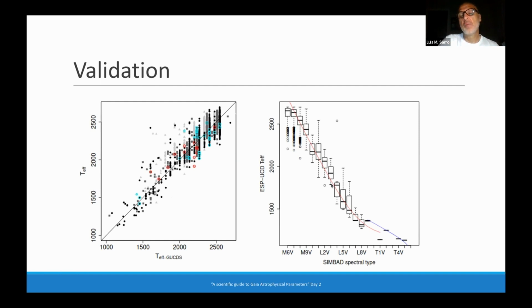This is the comparison of our effective temperatures with the SIMBAD spectral type. And these are the calibrations in red and blue from Stephens et al. In red, we have calibration using optical spectra, optical spectral types, and in blue, using infrared spectral types. As you can see, we can go down to mid-T, but it's only for maybe one case in each spectral type bin.